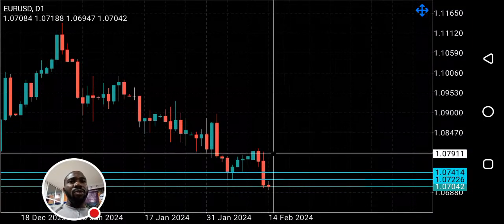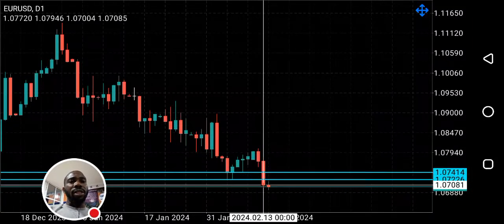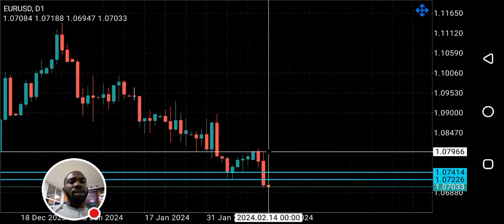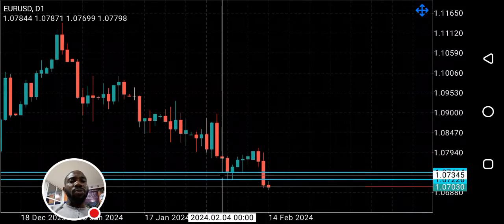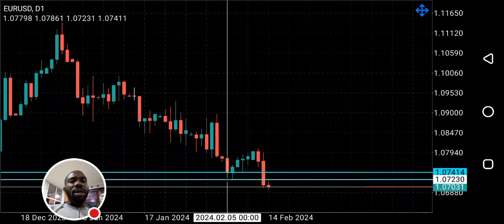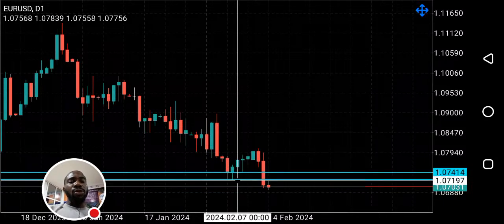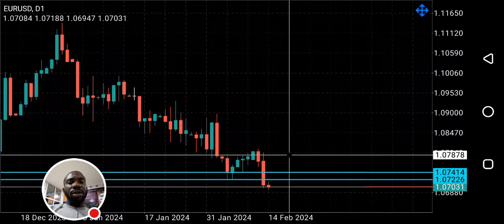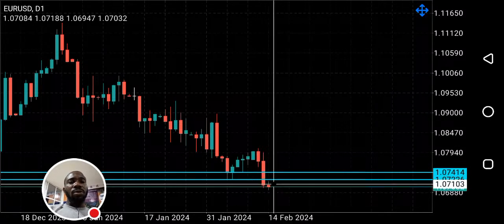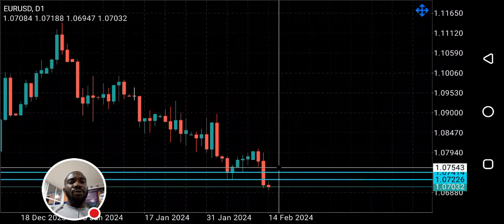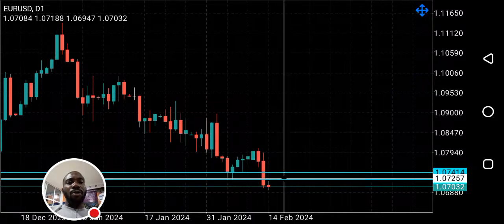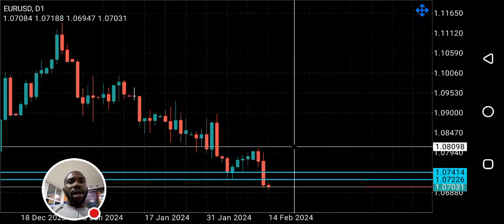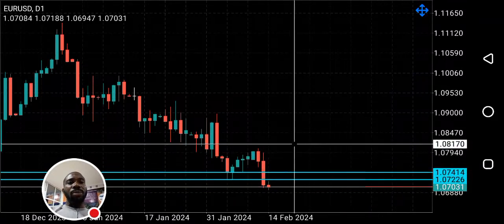I think most retail traders would be selling Euro USD because to them this is a valid breakout from a support. So most retail traders will jump in and start selling, and they will get trapped. So if you want to buy, wait for a candle to close above this zone before you buy Euro USD. That's my take on Euro USD.